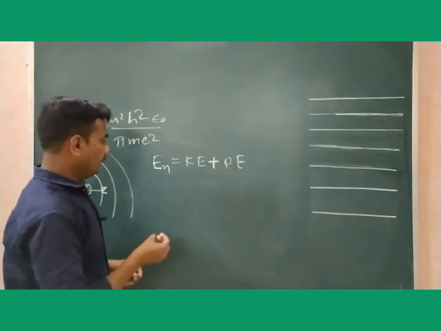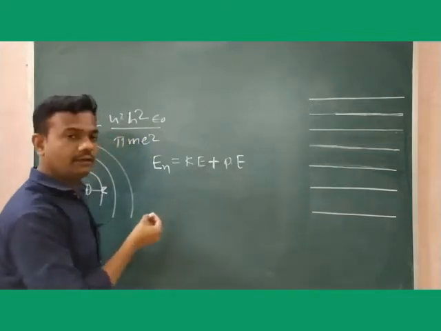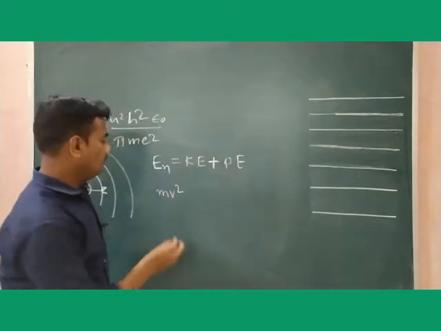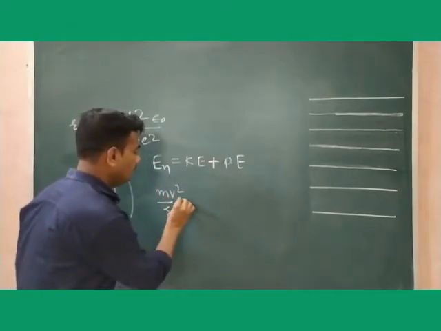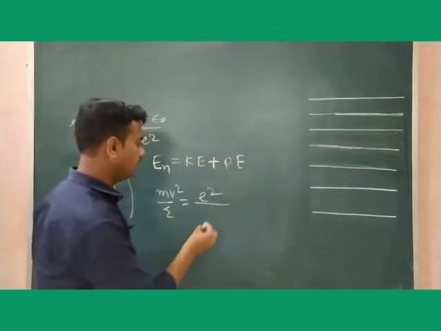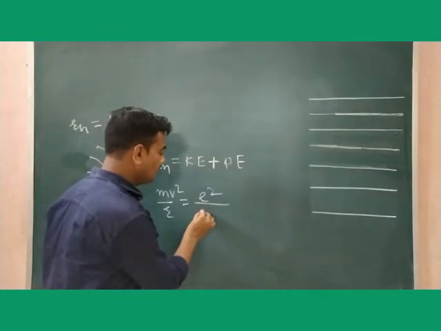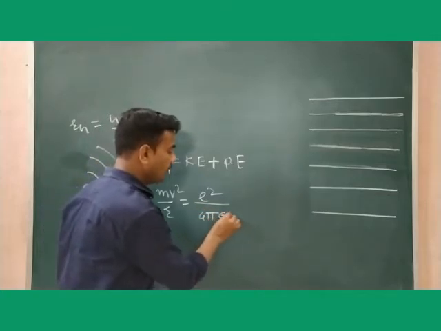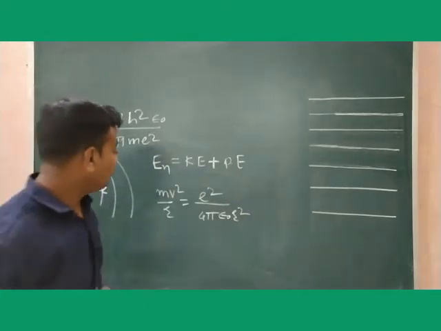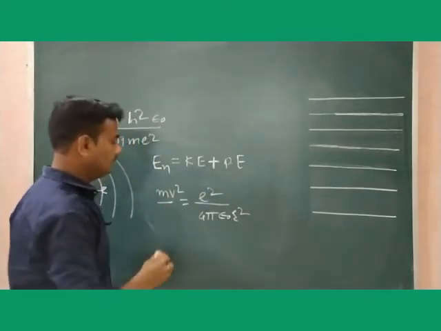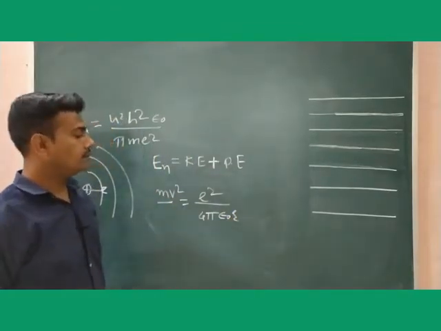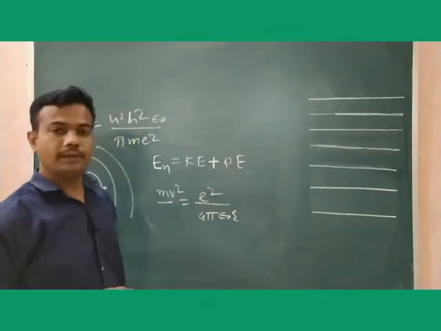Now, according to the first postulate, the centripetal force is provided by the electrostatic force of attraction. So centripetal force is equal to electrostatic force. The electrostatic force is equal to E square divided by 4 pi epsilon 0 into r square. If you cancel r with r square, mv square is equal to E square divided by 4 pi epsilon 0 into r.